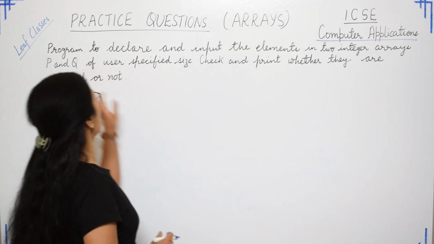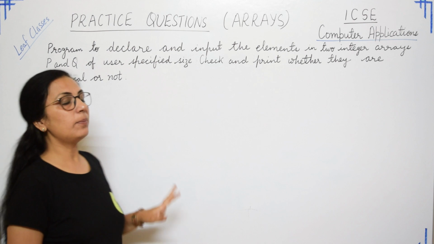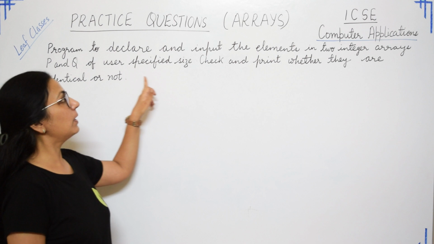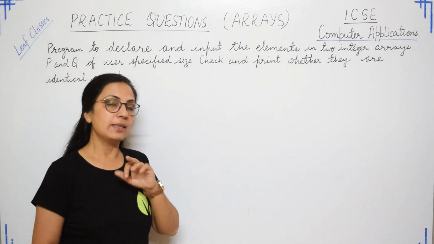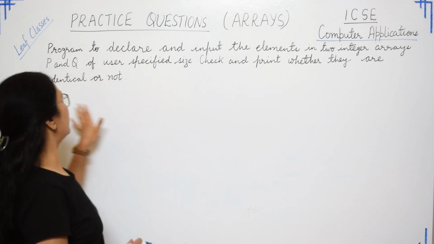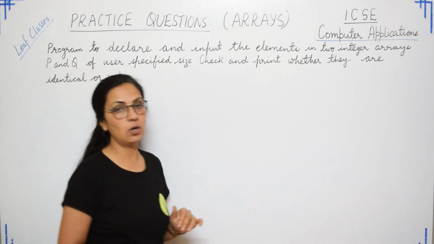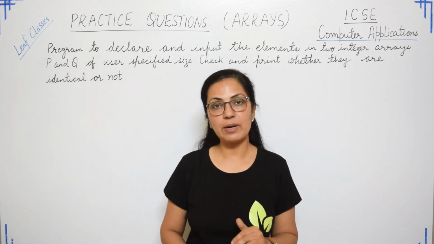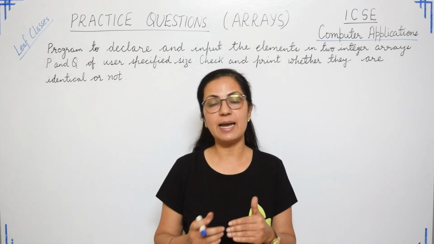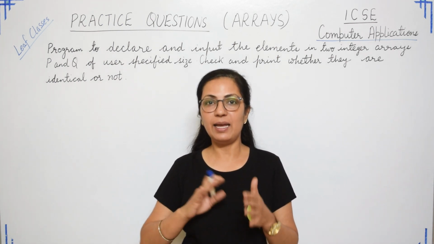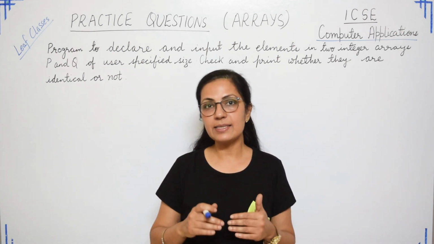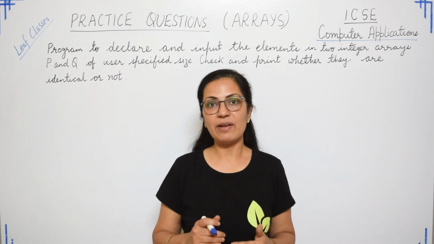The question says, write a program to declare and input the elements in two integer arrays P and Q of the user specified size. The size of the arrays has to be entered also by the user. Check and print whether they are identical or not. So children, we will be writing the program for this. My request is that all of you please write it yourself first and then tally with my program, and anywhere you find some difficulty or you are lacking somewhere, then please cross check your program with mine.